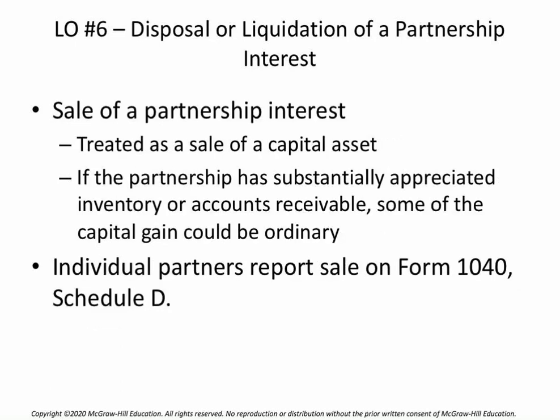Taking a look at a sale of a partnership interest, that's generally treated as a sale of a capital asset. However, if there is substantially appreciated inventory or accounts receivable, things that the partnership itself would typically sell to create ordinary gain, accounts receivable being pending monies coming in for those ordinary incomes, the character of those would typically be thought of as ordinary income, so some of that capital gain could be categorized as ordinary. And then the individual partners are going to report the sale on Form 1040, Schedule D.